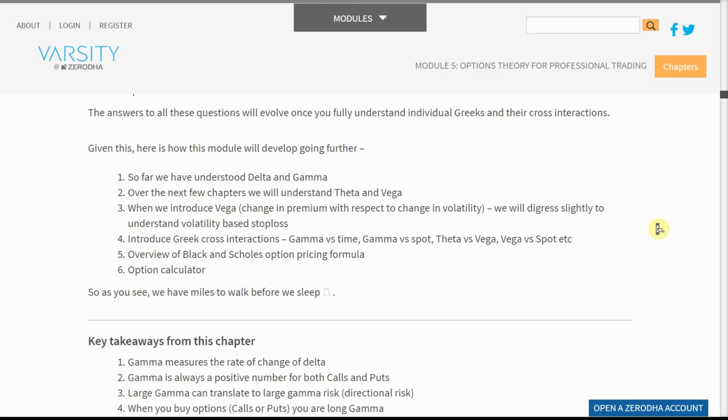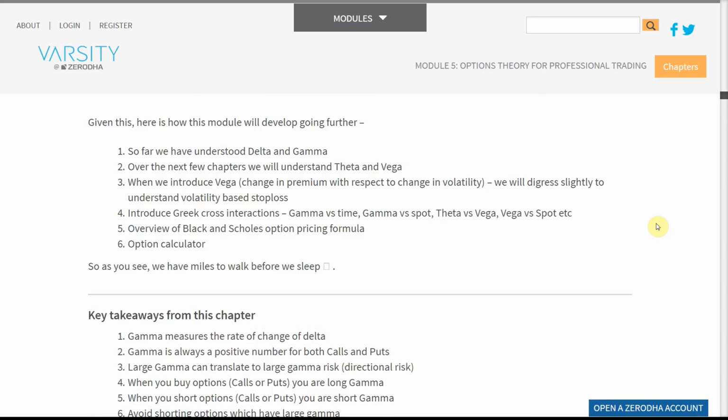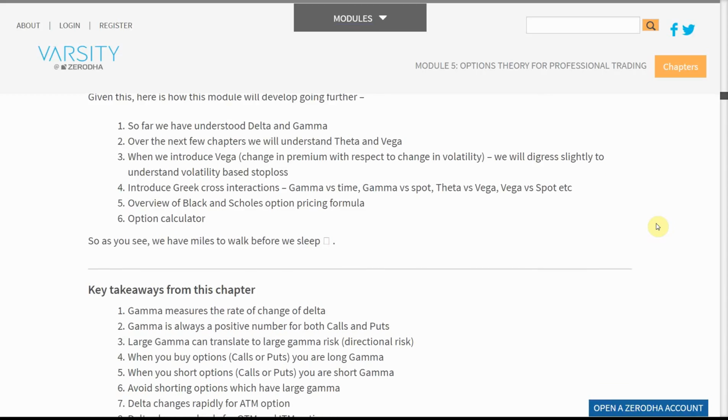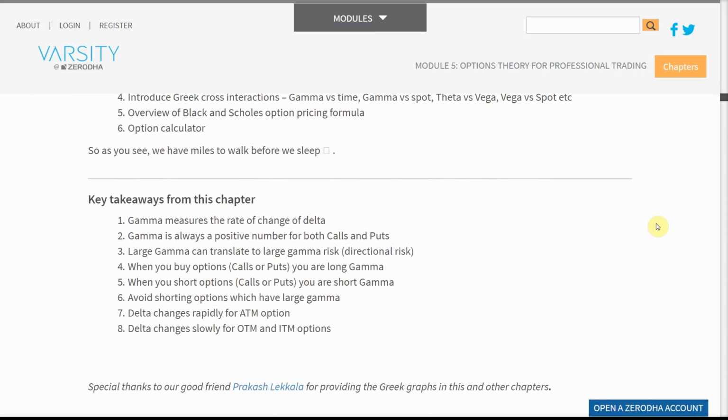Given this, here is how this module will develop going further. So far we have understood delta and gamma. Over the next few chapters we will understand theta and vega. When we introduce vega, change in premium with respect to change in volatility, we will digress slightly to understand volatility-based stop loss. Introduce Greek cross interactions: gamma versus time, gamma versus spot, theta versus vega, vega versus spot, etc. Overview of Black and Scholes option pricing formula. Option calculator. So as you see, we have miles to walk before we sleep.